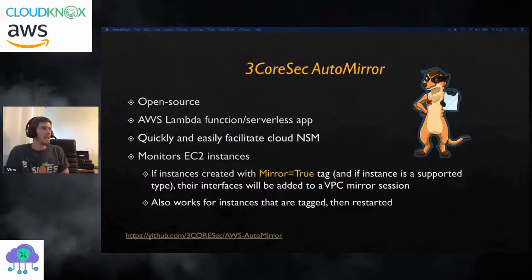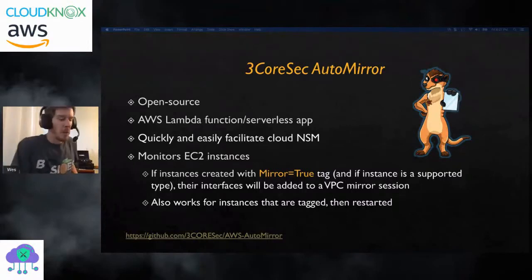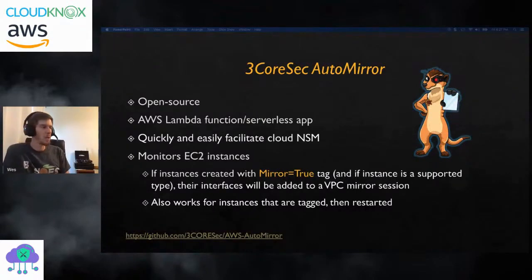So to move along from that, I want to talk about 3CoreSec AutoMirror real quick. It's another open source tool by 3CoreSec, Tiago Faria and his folks, and it really allows for quick and easy facilitation of NSM. Now we talked about the mirror config, and obviously adding stuff to a mirror session, if you have a ton of hosts and they spin up and spin down, can be a chore and difficult to manage. So one of the solutions here is to use 3CoreSec AutoMirror in AWS.